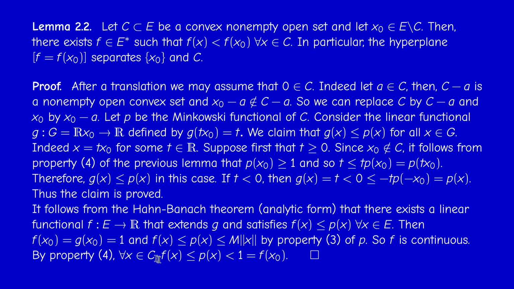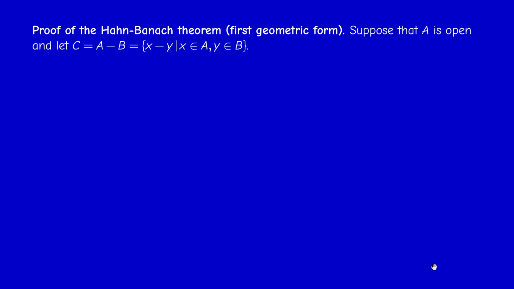And since x is in C, by the previous lemma, p of x is strictly less than 1. And therefore, f of x, which is less than or equal to p, is strictly less than 1, which is f of x0. And this is precisely the inequality that we had to prove. Okay. So this concludes the proof of this intermediate lemma, which is actually a particular case of the more general case that we are now going to prove.